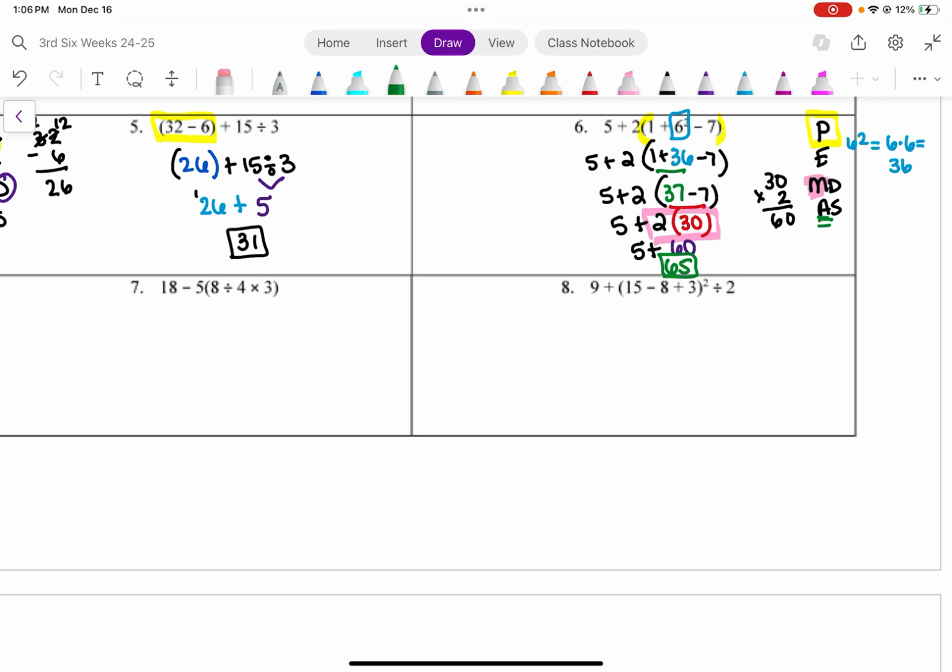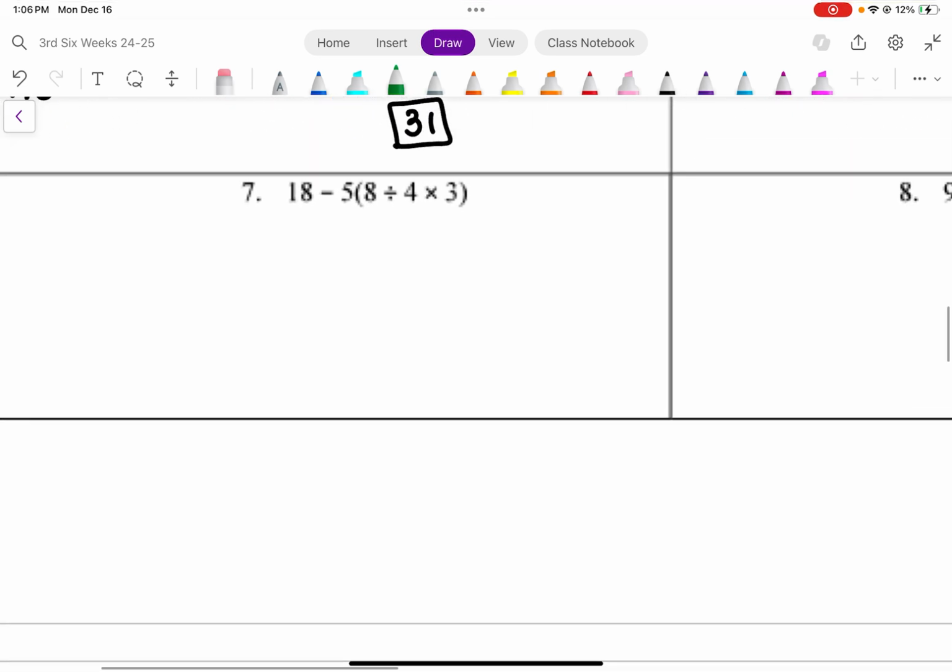So let's look at number 7. We have 18 minus 5 times (8 divided by 4) times 3. So I have parentheses. I'm going to do that first, but inside the parentheses, I do have division. So I'm going to do division inside the parentheses. 8 divided by 4 is 2.